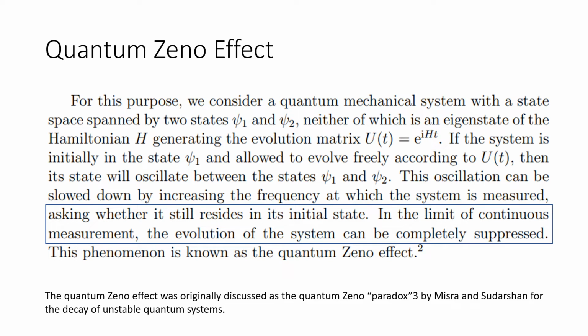This oscillation can be slowed down by increasing the frequency at which the system is measured, asking whether it still resides in its initial state or not. In the limit of continuous measurement, the evolution of the system can be completely suppressed. This phenomenon is known as the quantum Zeno effect, which was originally discussed as the quantum Zeno paradox by Misra and Sudarshan for the decay of unstable quantum systems.